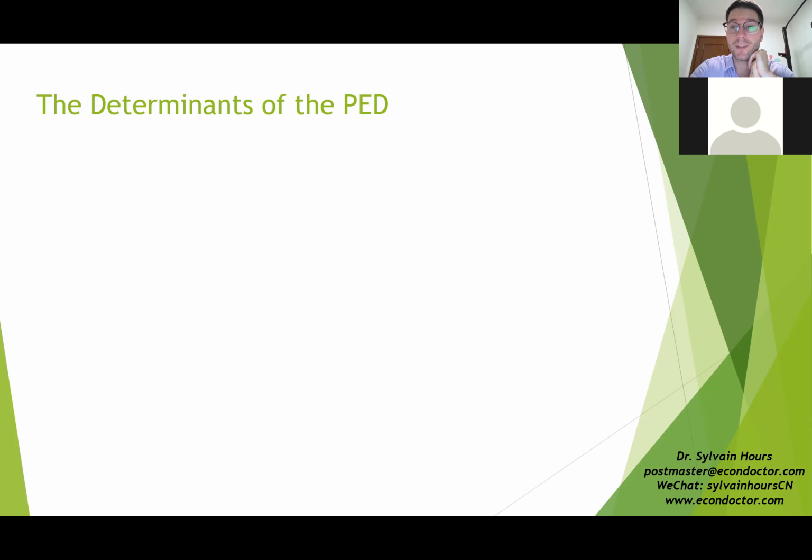Okay, it's very important. Statement, explanation, illustration. The first, what do we mean by a determinant of the PED? It's something that has an influence on it. Something that influences the value, not the sign, because we know that the PED is negative, but that will make the demand more or less elastic, essentially.